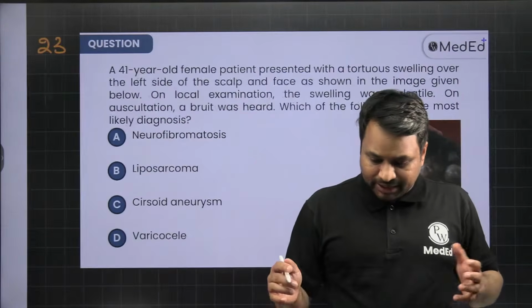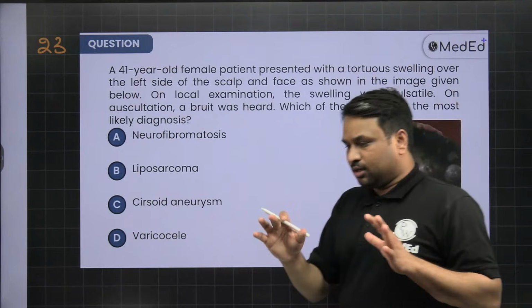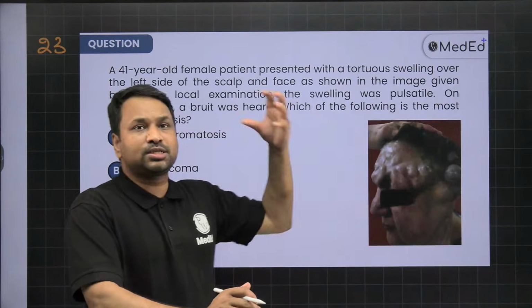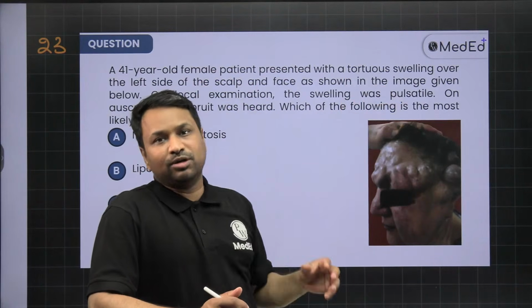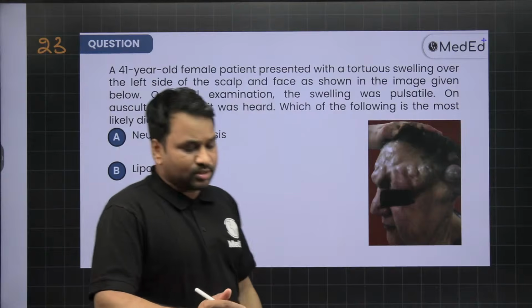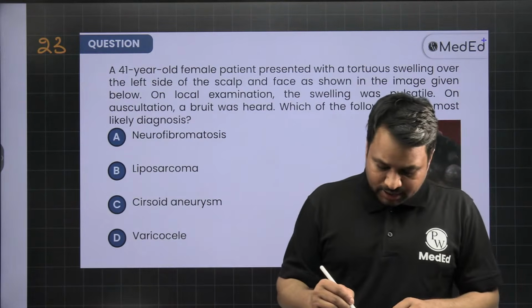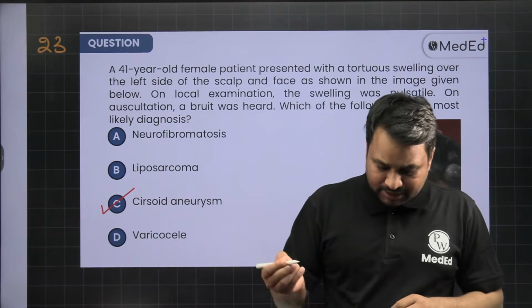Question number 23. It's a spotter. You cannot miss this. There is an AV malformation of the scalp, usually of the temporal vessels, and this is nothing but your cirsoid aneurysm. So it's a cirsoid aneurysm that you can see. That's the spotter that you have.